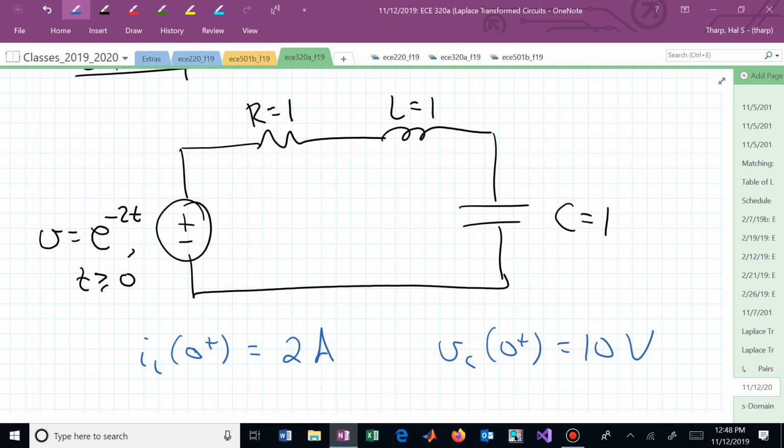And we want to know what is I sub L of t, or what is the capacitor voltage. Why am I interested in those two? Oh, question in the back.